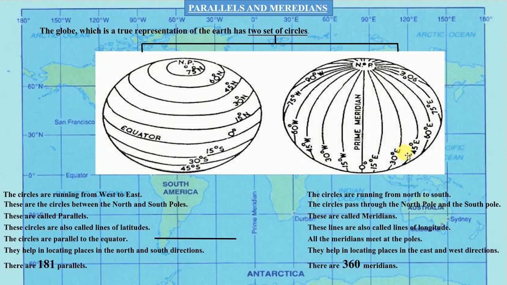In the second set, you can see that the circles are running from north to south, and the circles pass through the North Pole and South Pole. These are called meridians. These lines are also called lines of longitude. All the meridians meet at the poles, that is the North Pole and the South Pole, and they help in locating places in the east as well as west directions. And there are 360 meridians.